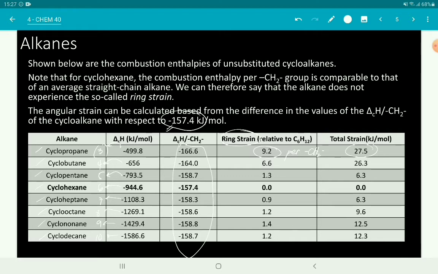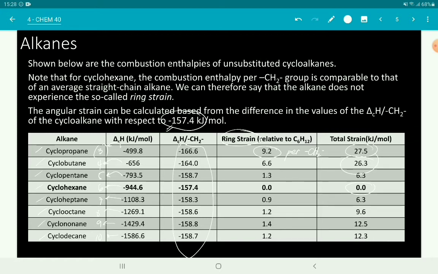Mahirap maka-form ng triangle kasi ang angles nila ay 60 degrees lang yung internal angle. So, napakalayo niya sa 109.5. Mapapansin nyo, may connection din to dun sa internal angles na na-form kapag nagkakaroon ka ng ring. For cyclobutane, for example, nagiging 90 degrees yung angle. So, nagkakaroon ka ng ring strain na 26.3 kilojoules per mole ng butane. For cyclohexane, however, meron tayong 0 ring strain. So, formation of the cyclohexane ring from hexane does not require any energy.